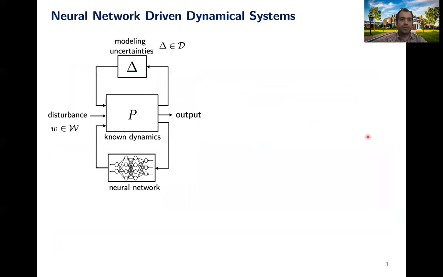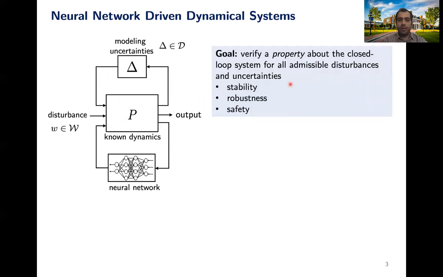So in this tutorial, I'm going to primarily focus on this block diagram where we see a neural network driven dynamical system. So we have an uncertain dynamical system in feedback interconnection with a neural network and subject to external disturbances. So the main goal here is to verify a property about this closed loop system for all possible realizations of modeling uncertainties and external disturbances. And this property could be either stability, robustness, or safety.